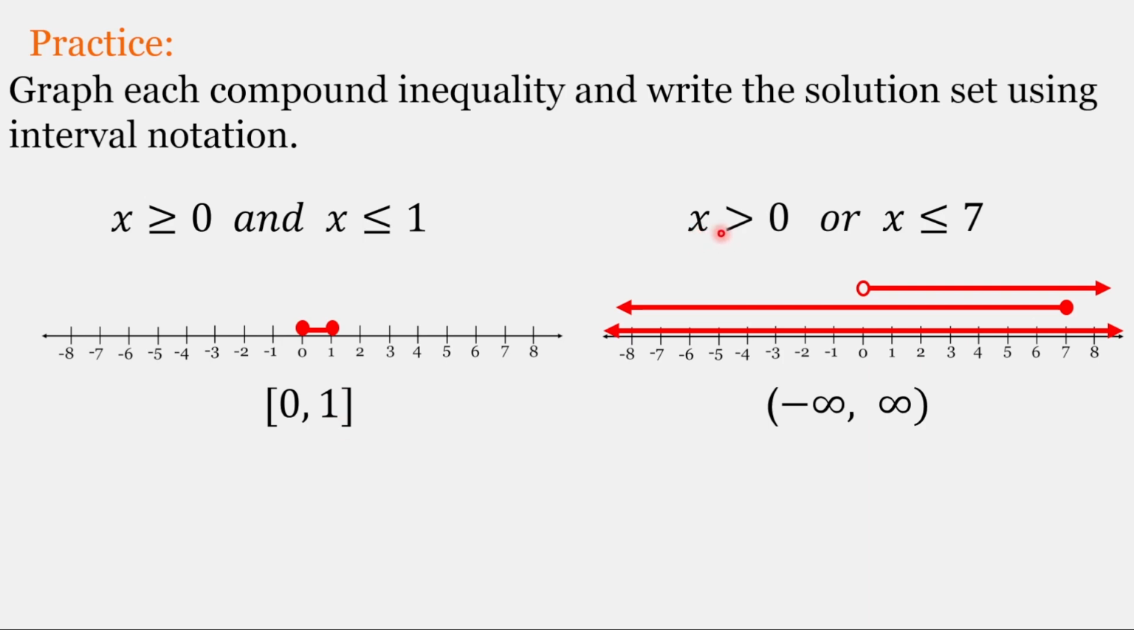And then finally, we have x greater than 0 or x less than or equal to 7. So x greater than 0, we're going to have an open circle at 0, and that's going to extend forever in the positive direction. With x less than or equal to 7, we'll have a closed circle at 7, and then that's going to extend forever in the negative direction. Combined, they represent the entire number line. So we're going to use the interval from negative infinity to infinity to represent all real numbers.